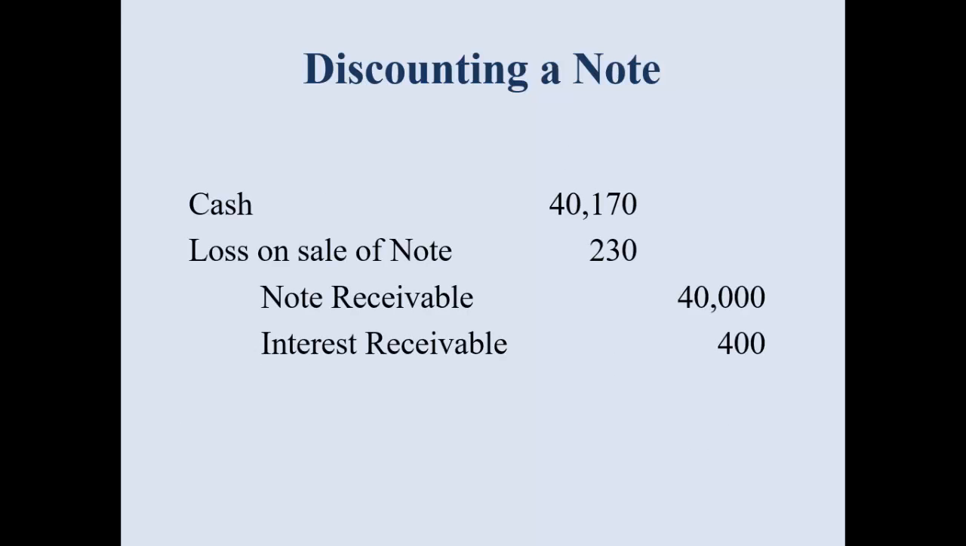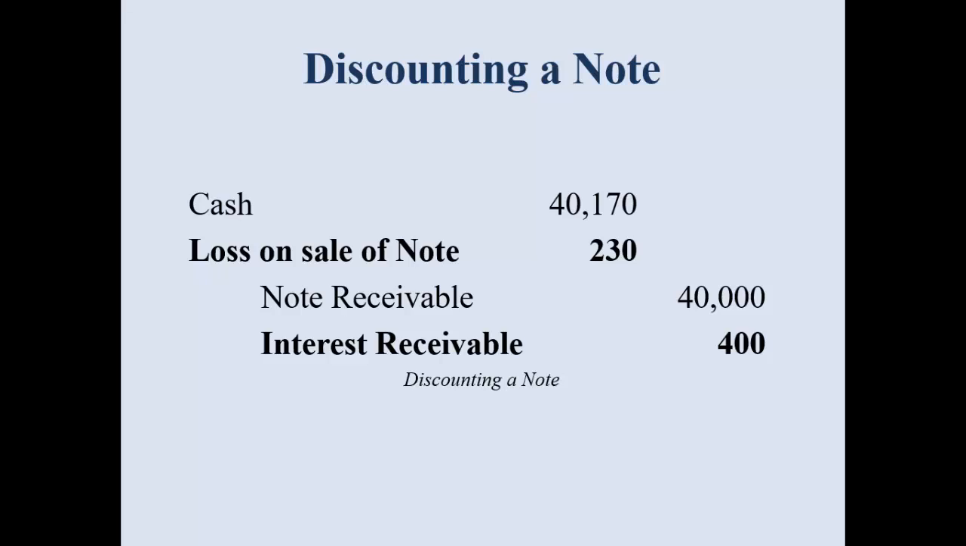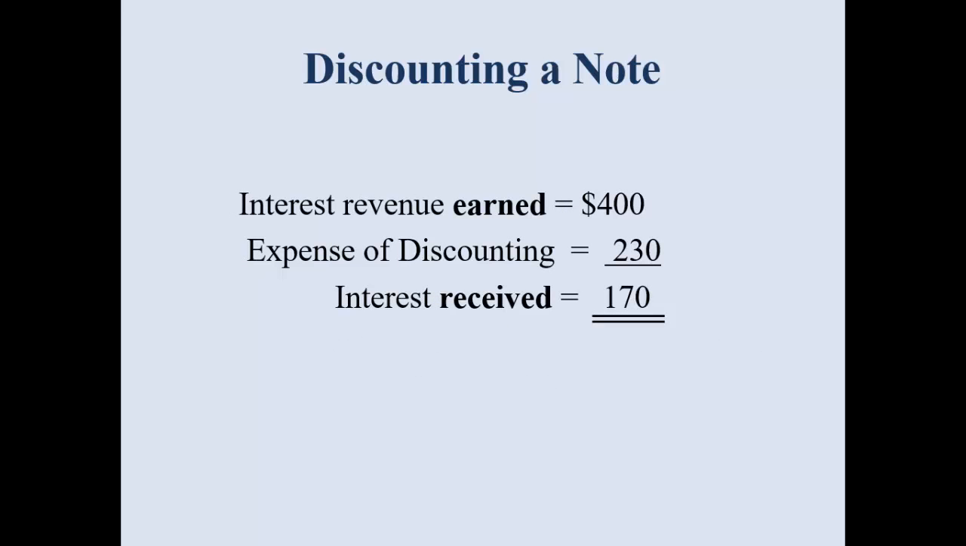Here's your entry. The net amount is going to be less revenue, but you still want to record the full $400 revenue because you're recording the loss. So your net interest received really is only $170. This follows the realization, or revenue recognition, and the matching principle.